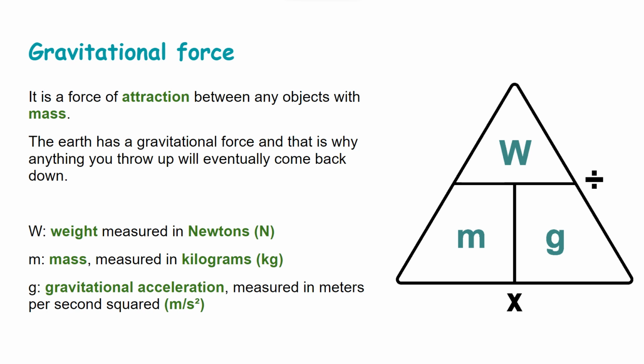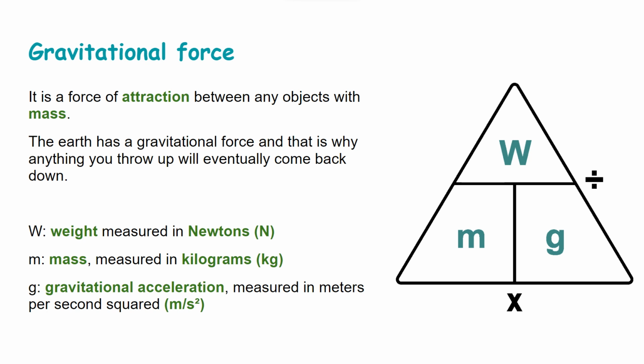Gravity is a force of attraction between two objects with mass. The Earth has a gravitational acceleration of 9.8 meters per second squared. This is why when you throw a marble into the air, it comes back down. And why when we see people floating in space, we say it has zero gravity.